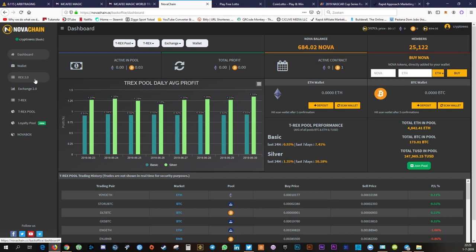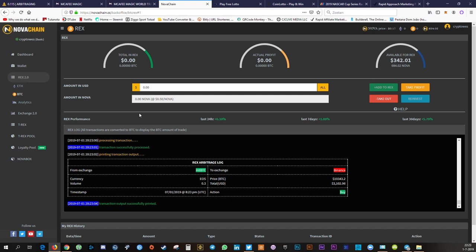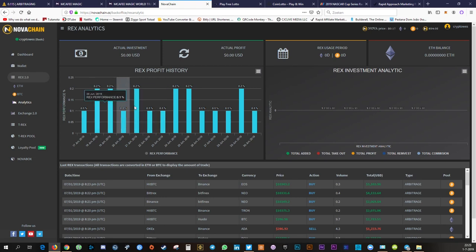In the end, looking at the daily gains from the trades, it wasn't really that profitable. Let's see if I can just check it out. Analytics. Oh yeah, you can see over here Rex profits history. Yeah, well, 0.2, 0.1, you can see over here, it's really nothing in it, actually.